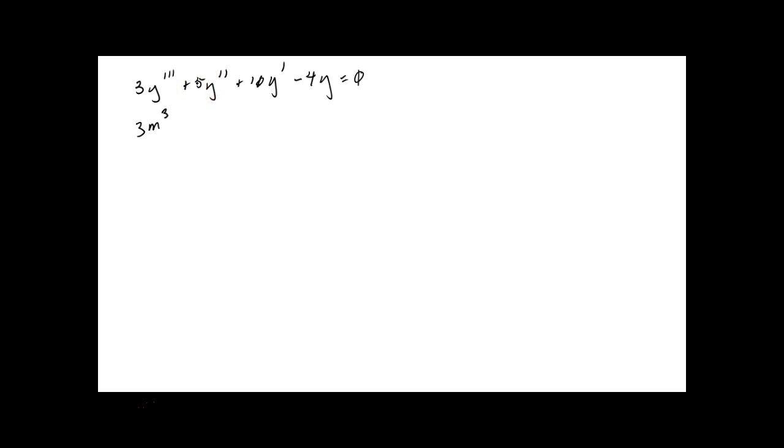Yeah, okay, you can write that in, but you're going to divide it out, right? Oh, that's true. You're right. So it goes just to the auxiliary equation. So plus 5m squared, plus 10m, minus 4 equals 0. There's your auxiliary equation.